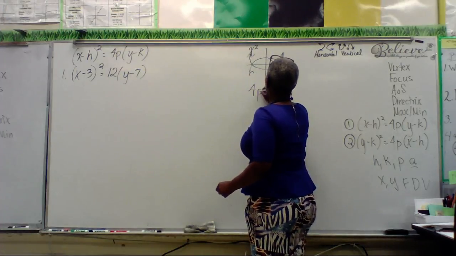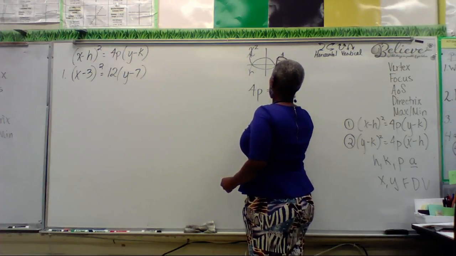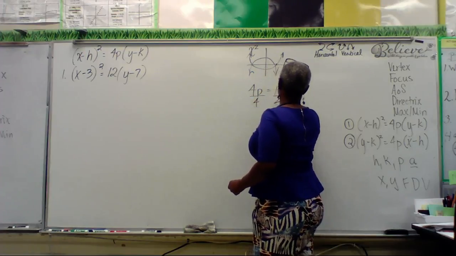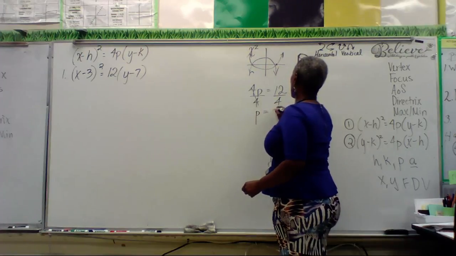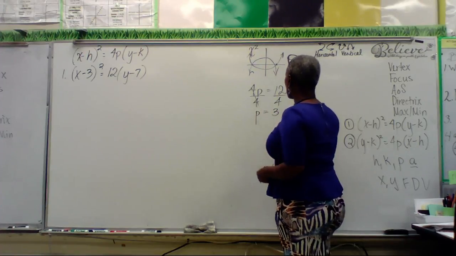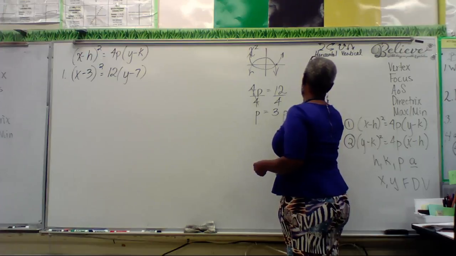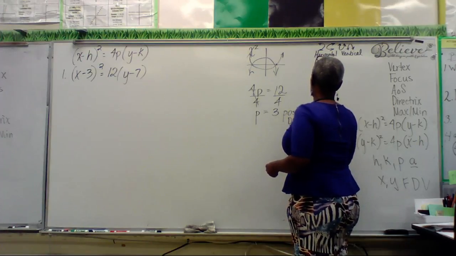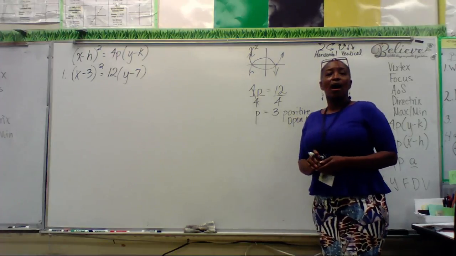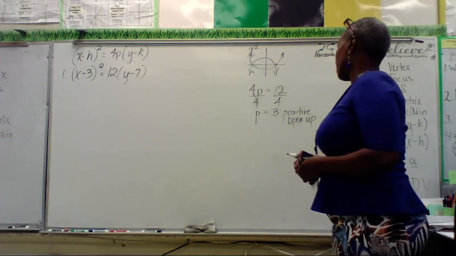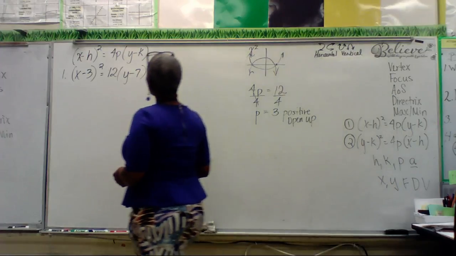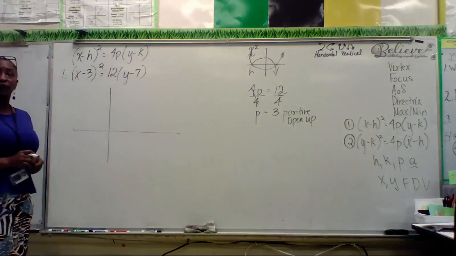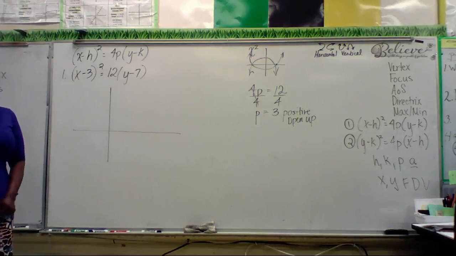So we take our 4P, set it equal to 12, and we divide both sides by 4. P equals 3. It's positive. So because 3 is positive, write the word positive in your notes, our graph will open up. Well, that's not everything, Miss Stuckey, right now. First, we got to actually graph it. But we're getting enough information in order to graph it.